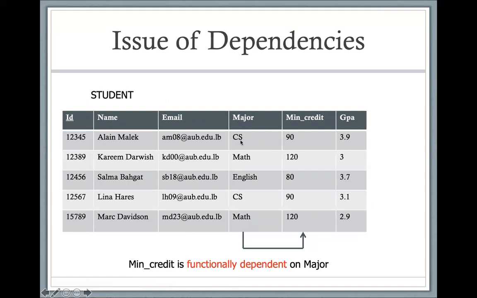So if I look at this table, CS 90, 90. Math appears twice. I have 120, 120. English appears only once, so there is no conflict. That's what it means when something is functionally dependent on another.